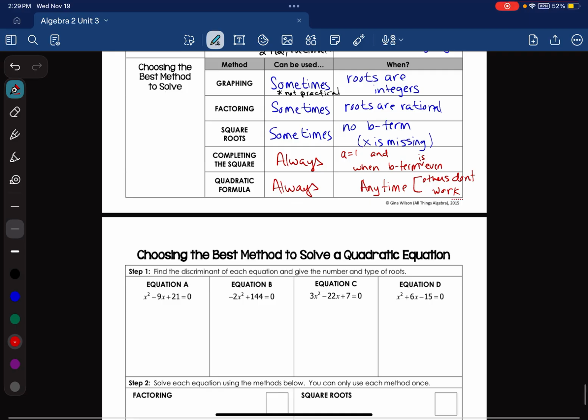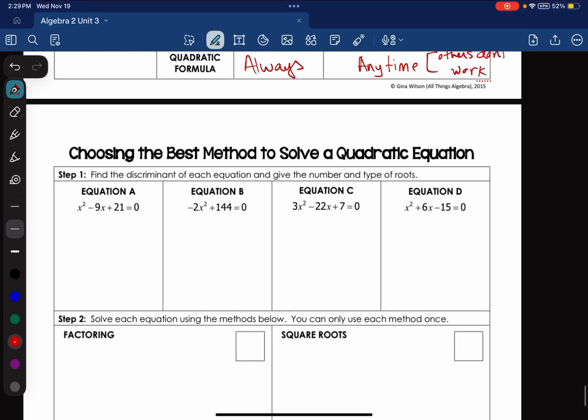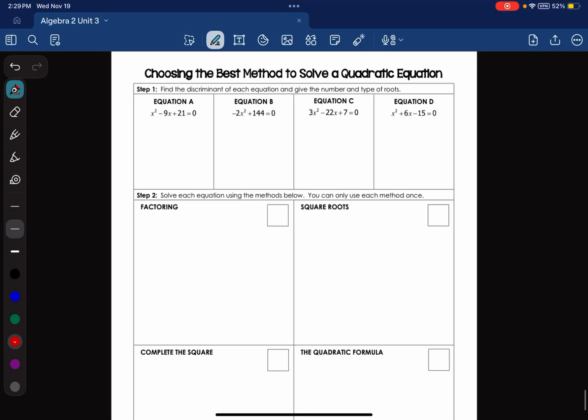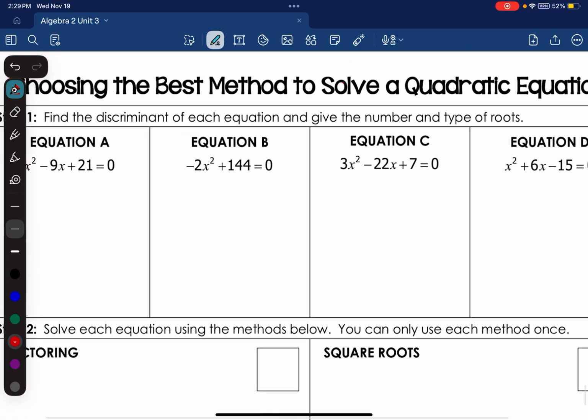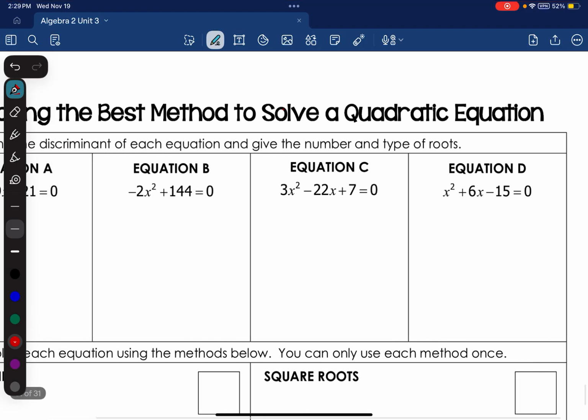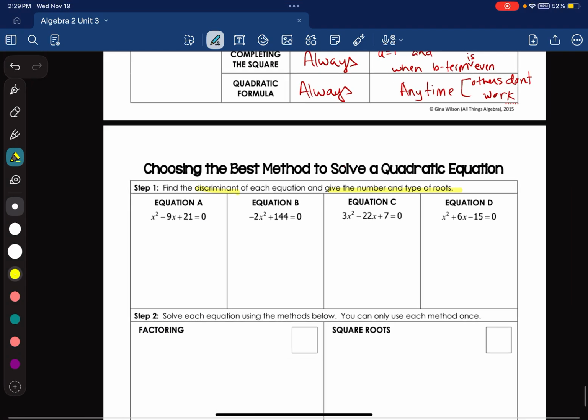Okay, we're now going to try to put this together in this type of chart. So here, this is all the same kind of problem. We got to do all of this at the same time. Step 1 says we're going to find the discriminant of each of these equations, A, B, C, and D. Once we found the discriminant, we're going to give the number and type of roots, just like we did in the notes above.